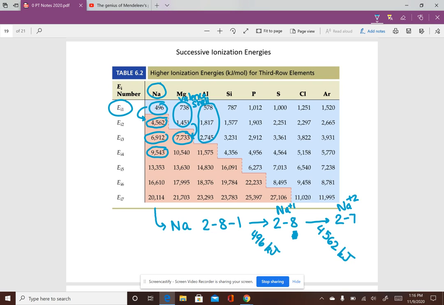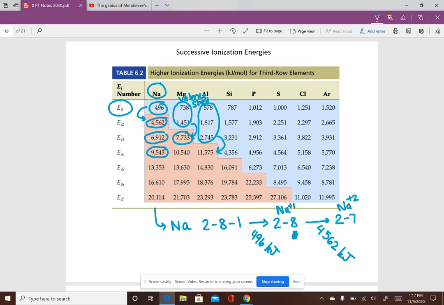How do I know that? Look at this crazy jump. 2,700 to 11,500 kilojoules of energy. So these first 3 electrons were fairly easy to pull off because they must have been in the valence shell. Once I get to the 4th electron, now I am using a ton of energy compared to what I was using before.